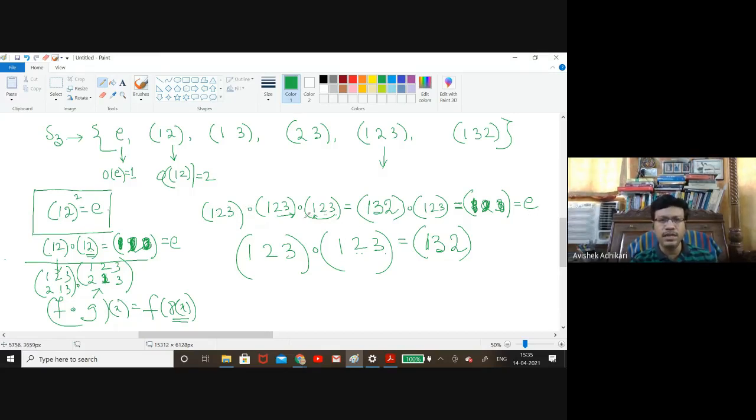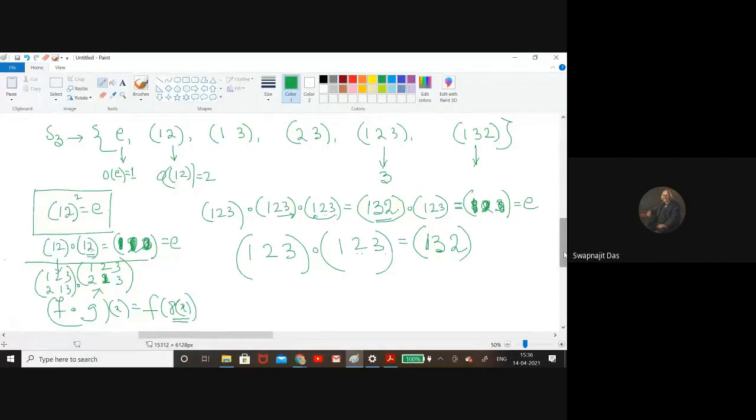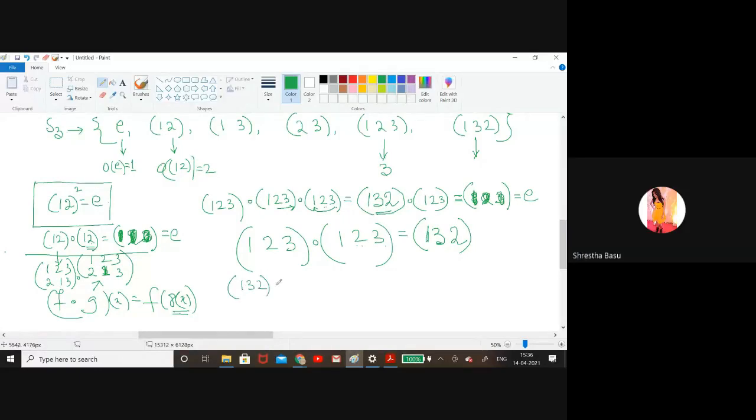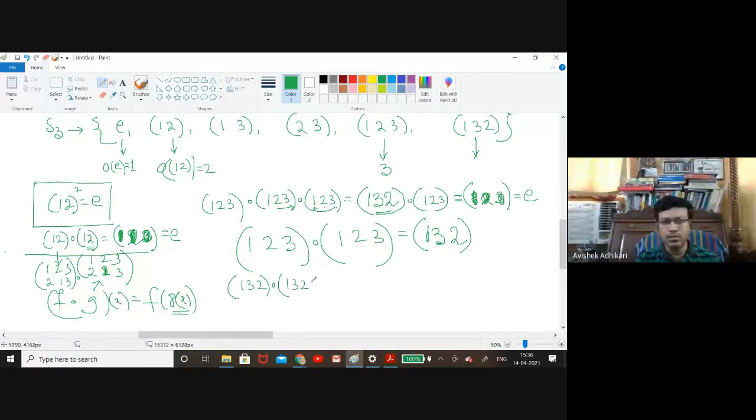And you see that this is the smallest, because (1 2 3) whole square was not E, it was (1 3 2). That's why 3 is the smallest positive integer such that this becomes the identity element. To the power of 3 becomes identity. That's why the order is 3. Now somebody tell me what is this order quickly. 3. Okay, write down the intermediate steps. So for 3, it is 2, becoming (1 3 2).